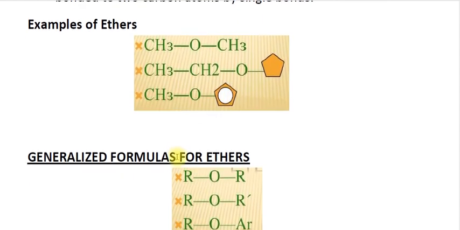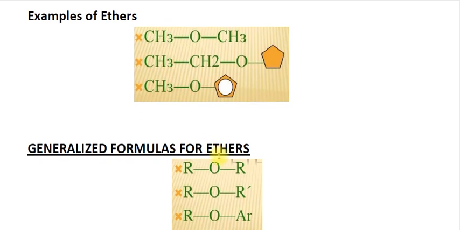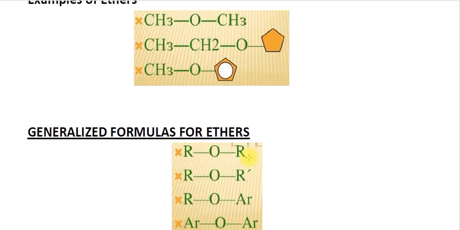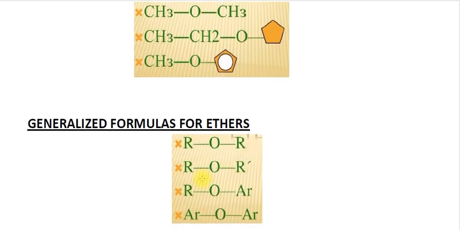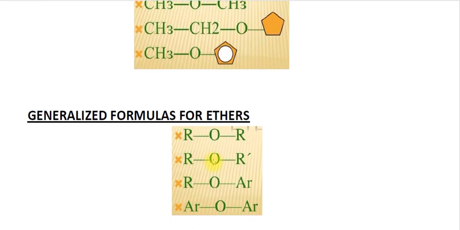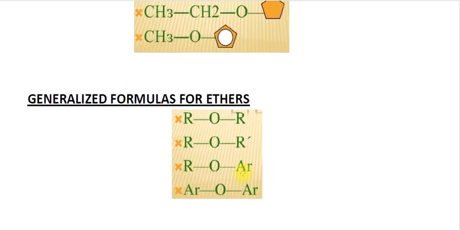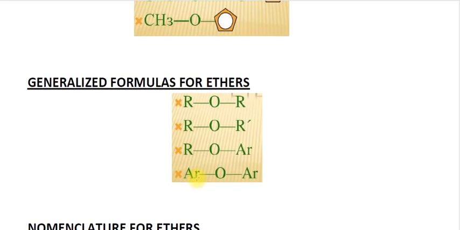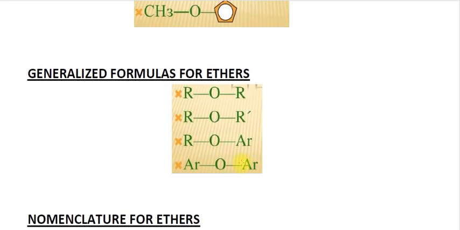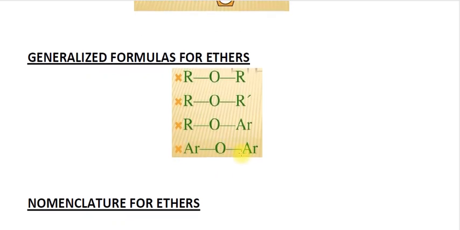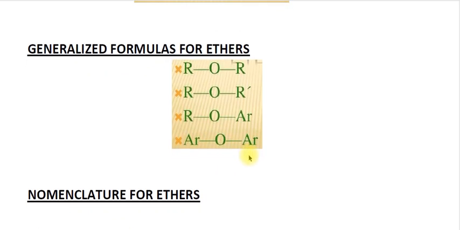And here you can see the generalized formulas for ether. Basically, the ether is represented as ROR, or otherwise it is represented as ROR', or it is ArOR. Ar means the phenyl group, or it can be two phenyl groups in connection with an oxygen. Hence ArOAr and ArOR.